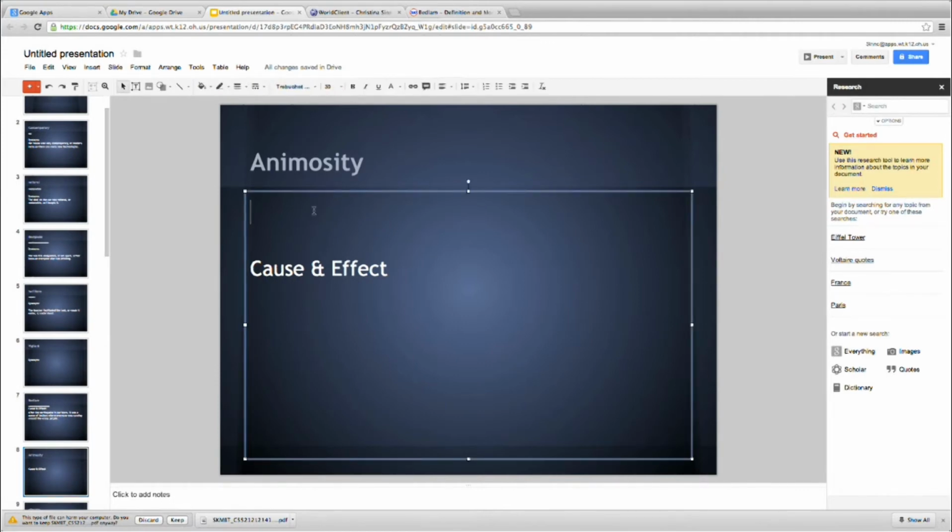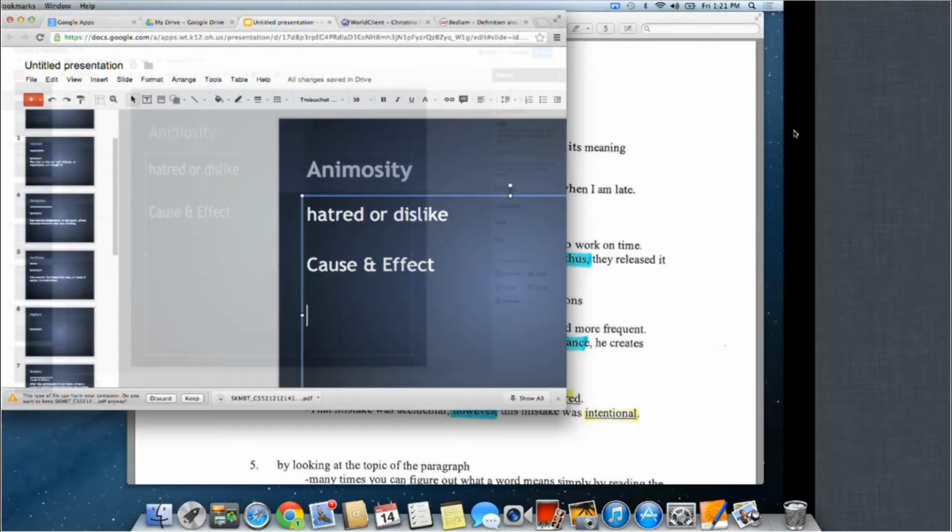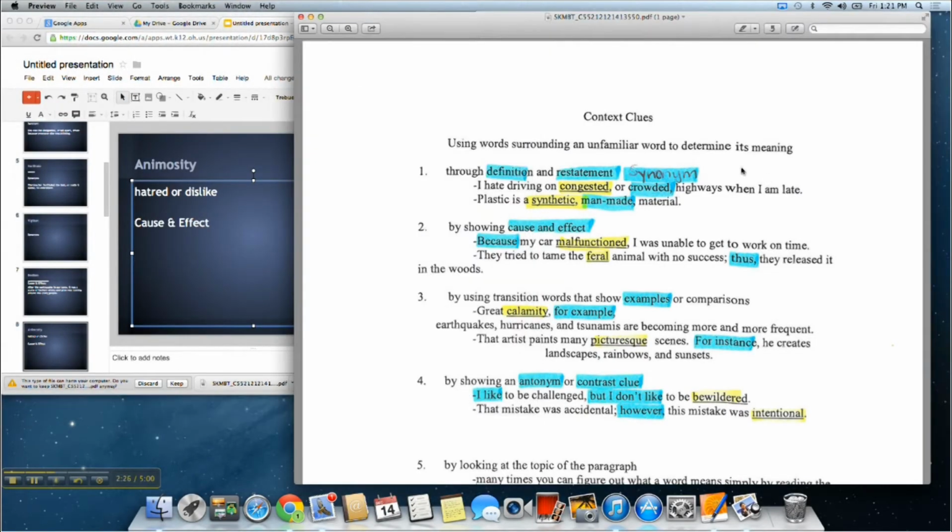Animosity. We just talked about this one in class. Ill will. It means hatred or dislike. Cause and effect. So we need to think, what could cause hatred or dislike? Your best friend kisses your girlfriend. Divorce. Okay, I like both of those actually.